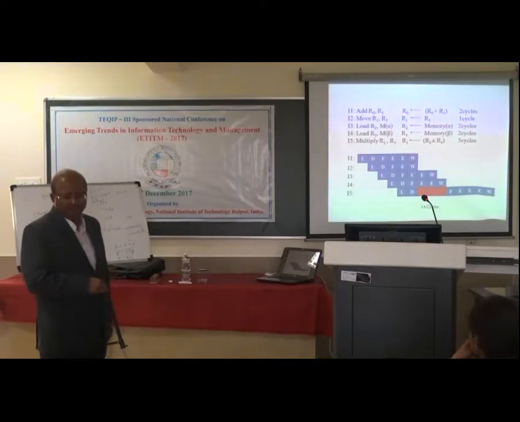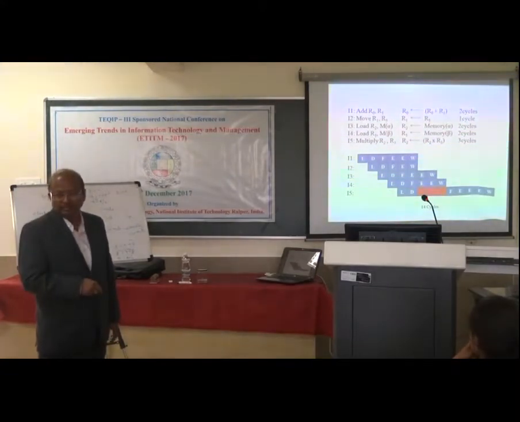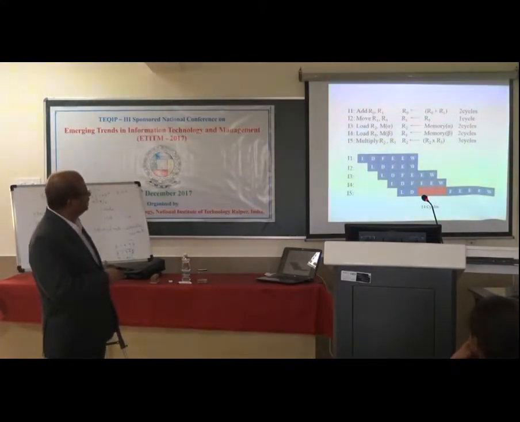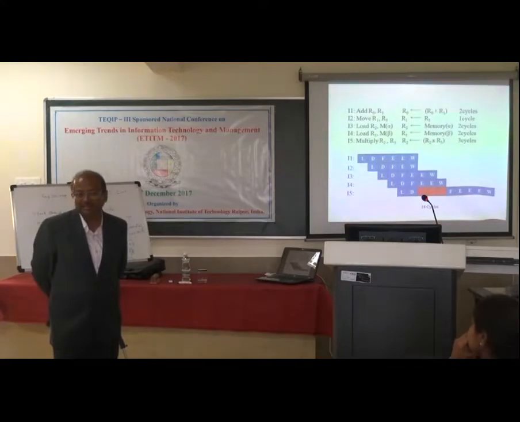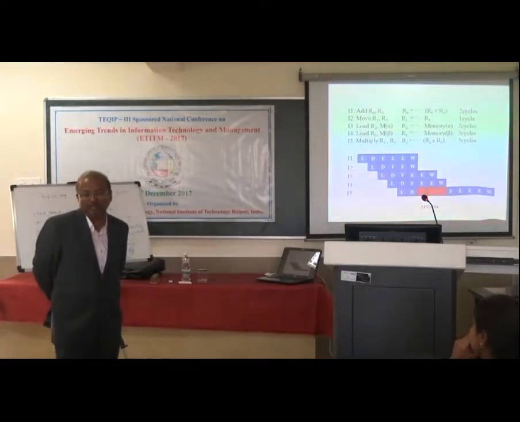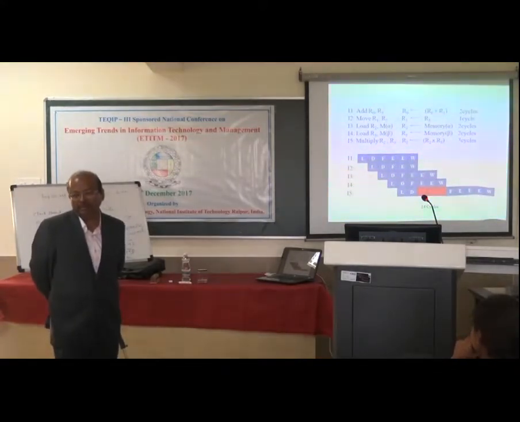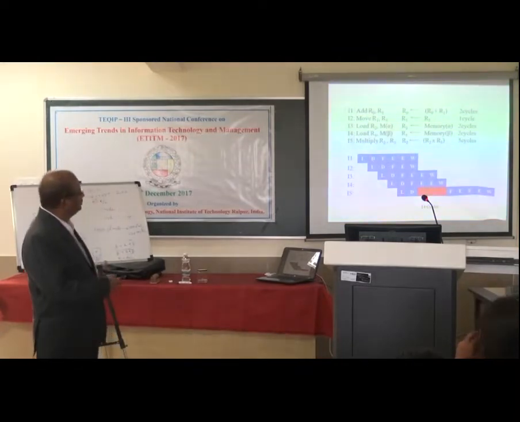This is our assumption. So this is the program code. Add R0, R1, which is taking 2 cycles; move R1, R5, 1 cycle; load R2, M alpha, 2 cycles; load R3, M beta, 2 cycles; multiply R2, R3 in 3 cycles. This is the program code which we want to perform in pipelining, and then how we can avoid the hazard with the help of scheduling.